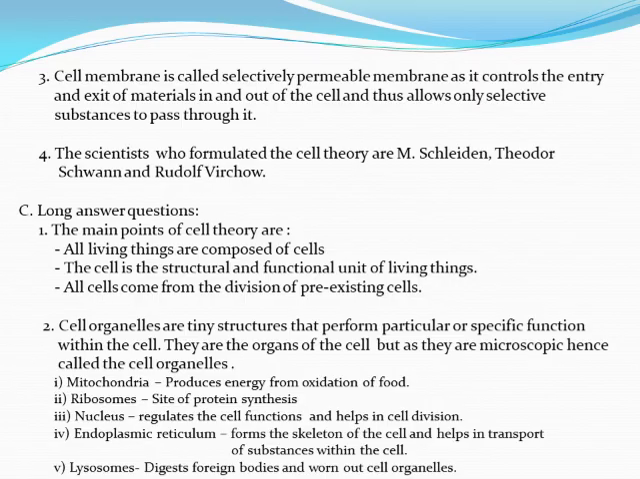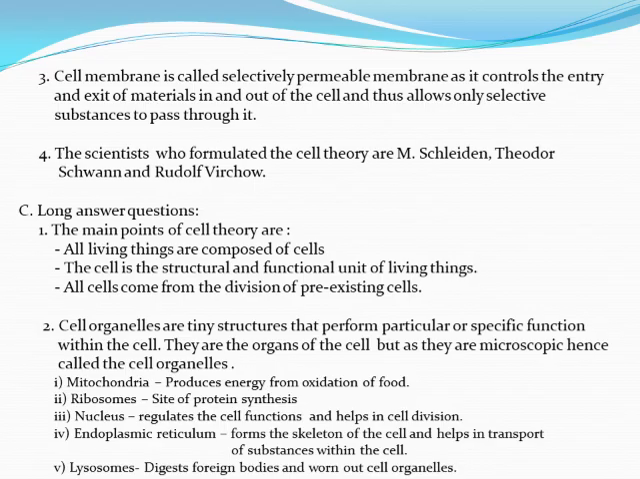So the cell membrane is called a selectively permeable membrane as it controls the entry and exit of materials in and out of the cell, and thus allows only selective substances to pass through it. This is why the cell membrane is known as the selectively permeable membrane, because it doesn't let just anything enter or move out. It always selects or chooses what has to enter and what has to come out of the cell.